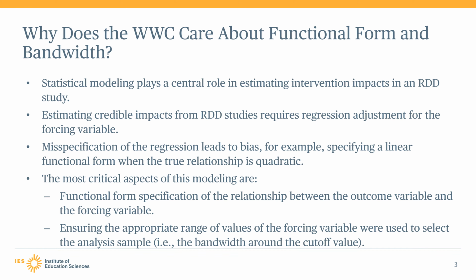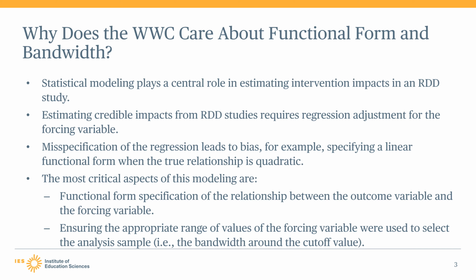As described in previous modules in this training series, estimating credible intervention impacts from an RDD study requires some sort of regression adjustment for the forcing variable in the impact analysis. As discussed in Module 2, two modeling approaches that are commonly used to reduce misspecification bias are local regression and global polynomial regression.